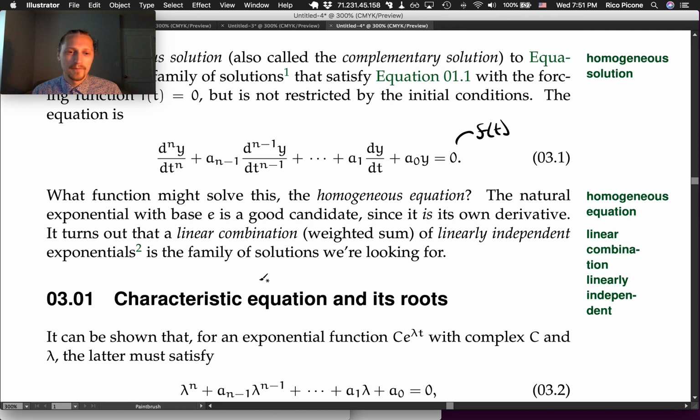Section 3.1. Characteristic equation and its roots. As the night goes on, it's just going to devolve. So I'm going to have a couple more lectures. We'll see. Characteristic equation and its roots.